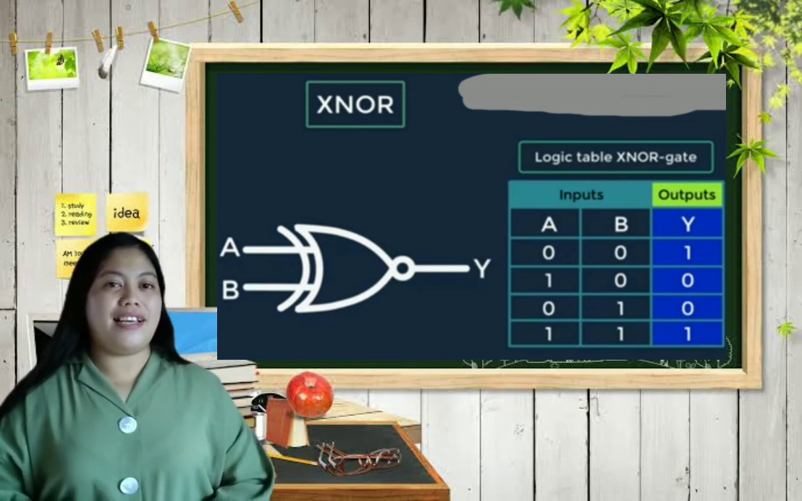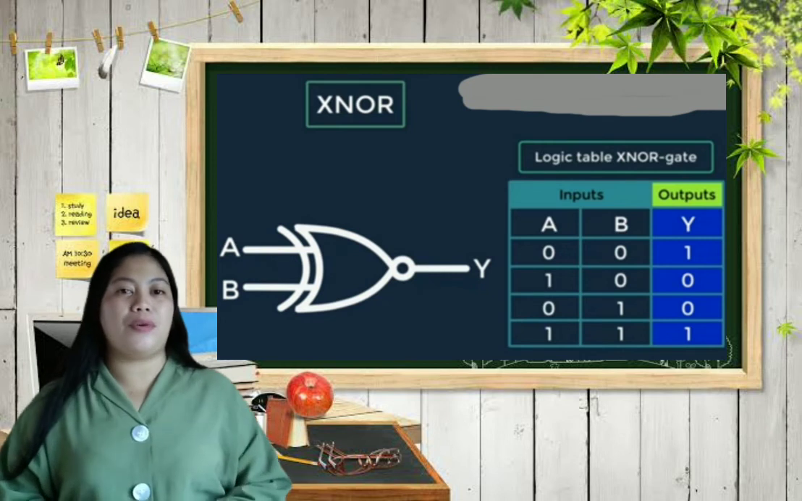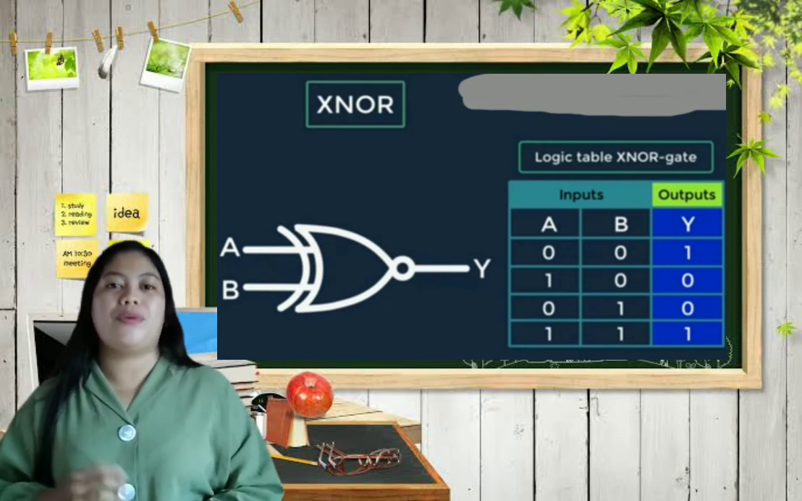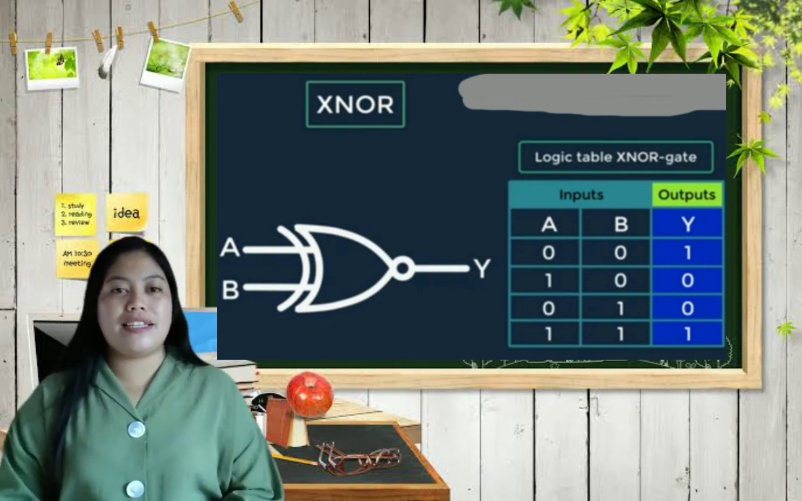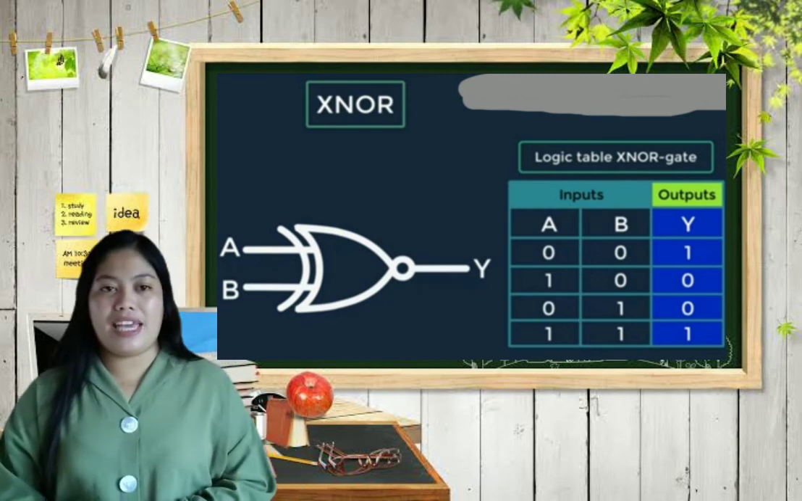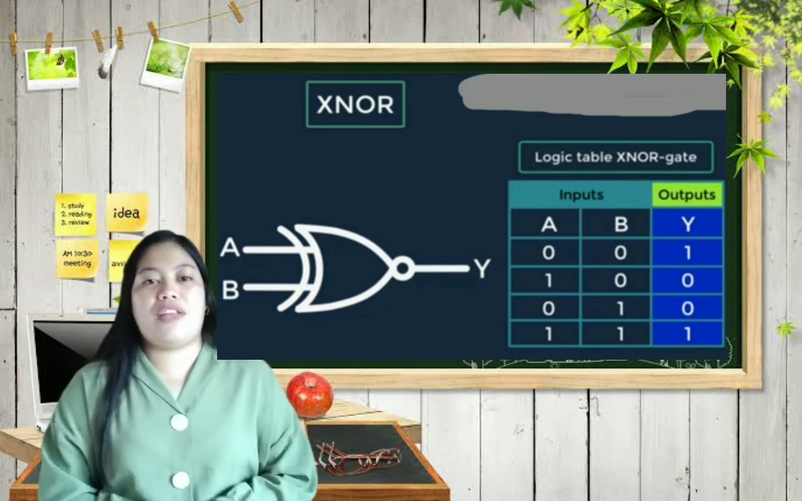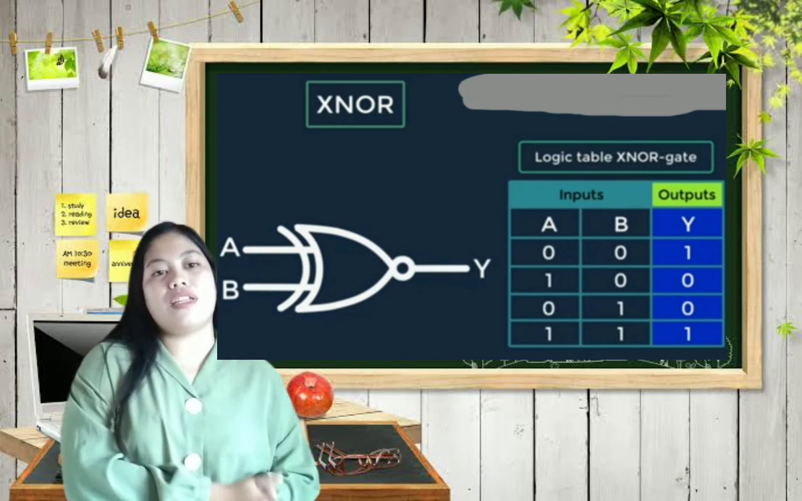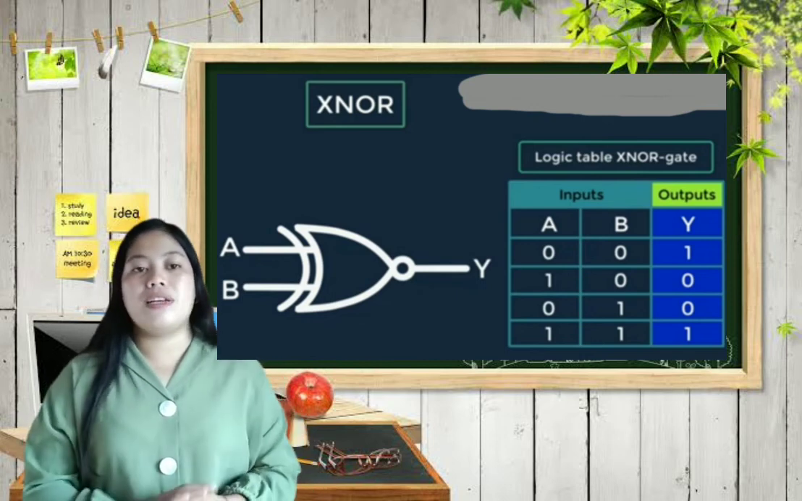Now our first set of inputs will be A equals 0 and B equals 0. The output from the exclusive OR gate will be equal to 0, but after passing through the NOT gate, the final output signal will be 1. The second set of inputs will be A equals 1 and B equals 0. The output from the exclusive OR gate will be 1, but after passing through the NOT gate, the final output signal will be equal to 0.